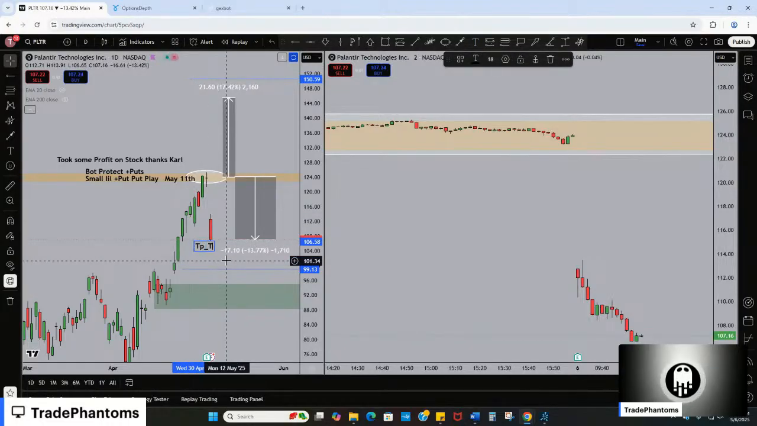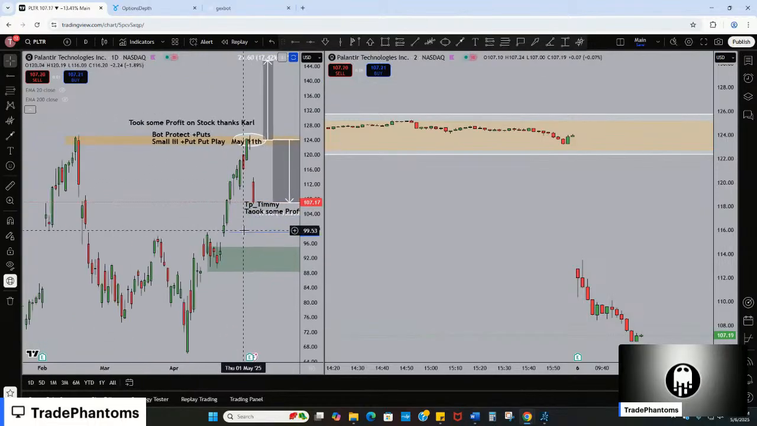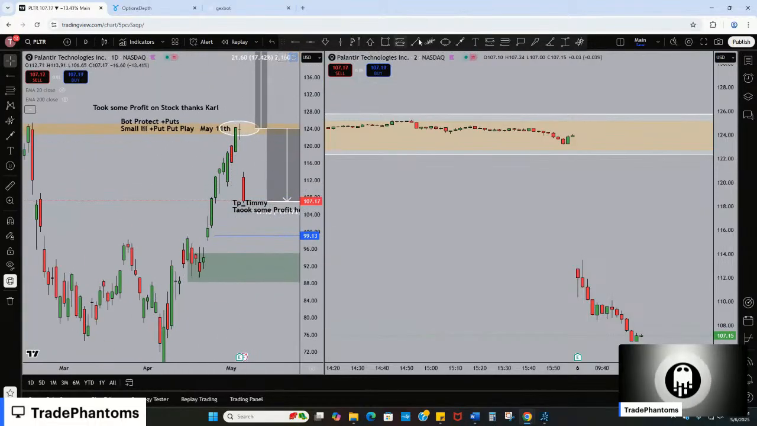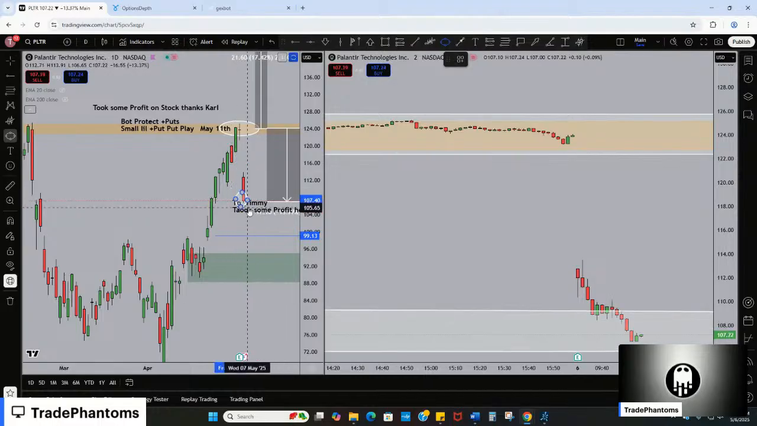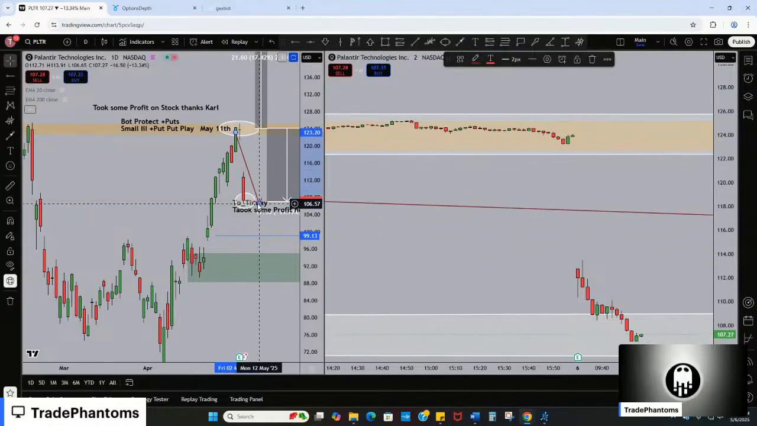TP to me. Took some profit. That sounds awesome. Here. So when you buy a put, that's bearish, equivalent to a short. So I bought a put, sold it, took some profit, whatever, move on.